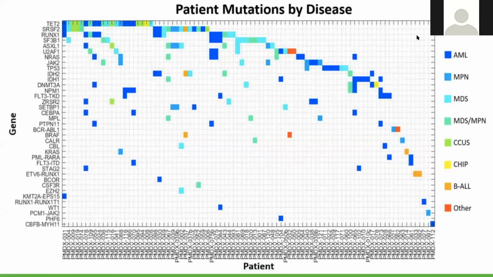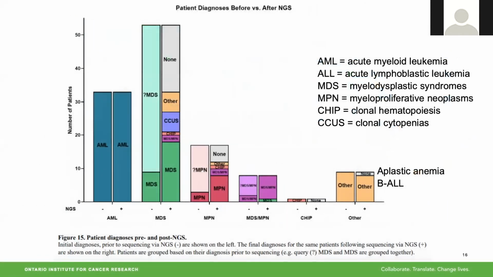Here are the mutations just by frequency from top to bottom. I won't dwell on this one now, but it's the usual suspects. We are going to be analyzing this by disease specific, but the top two genes we found included TET2 and SRSF2. Now, from a pathologist standpoint, it's interesting how this affected, first of all, our ability to diagnose or clarify the diagnosis.